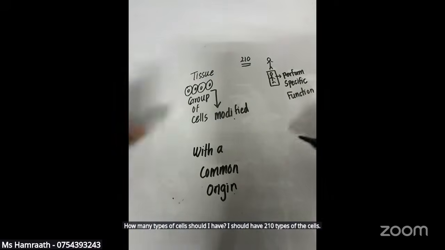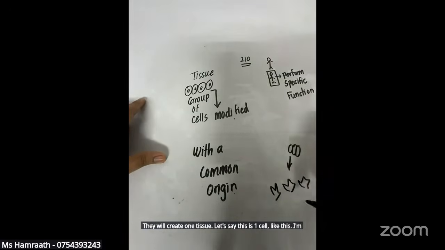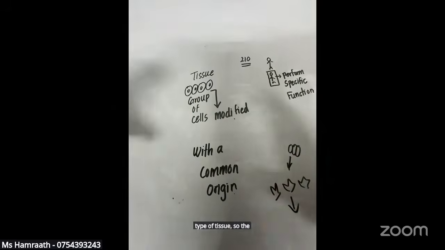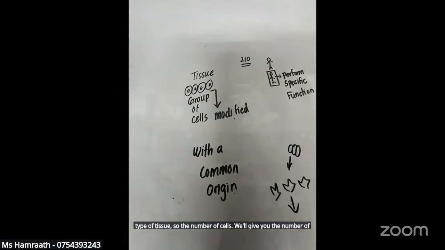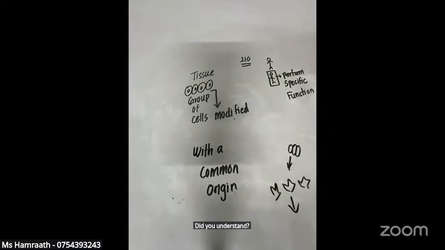Let's say I have this kind of cell, this is one type. They will create one tissue. Let's say this is one cell like this. I'm just making you understand. This is another type of cell. They will create another type of tissue. So the number of cell types will give you the number of tissues. Did you understand? Clear with that? Got the idea? Understood? Before we go to the next part?